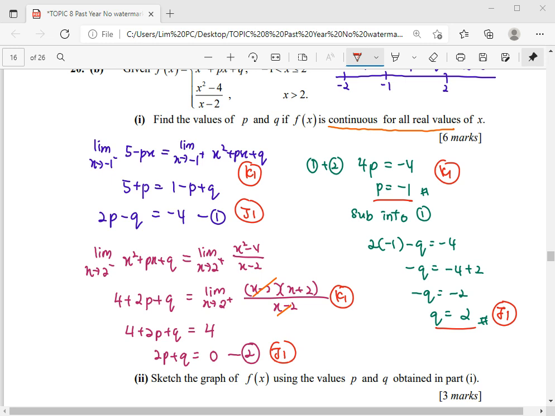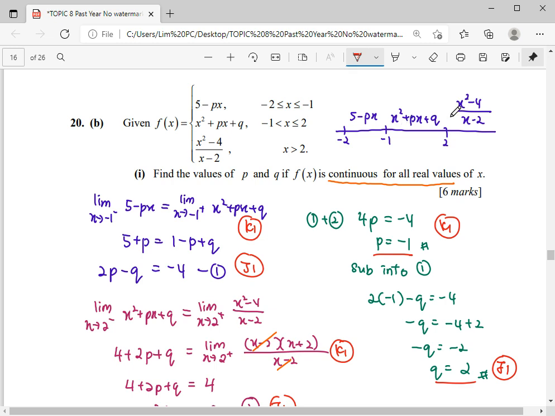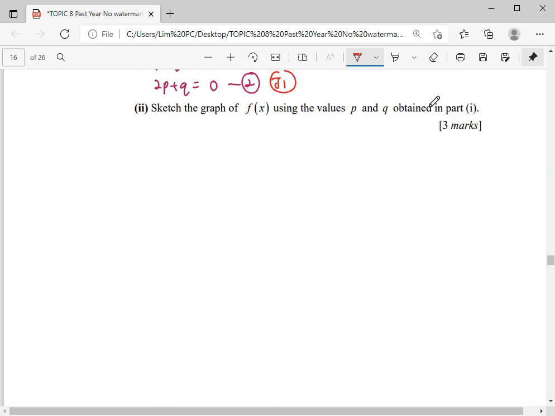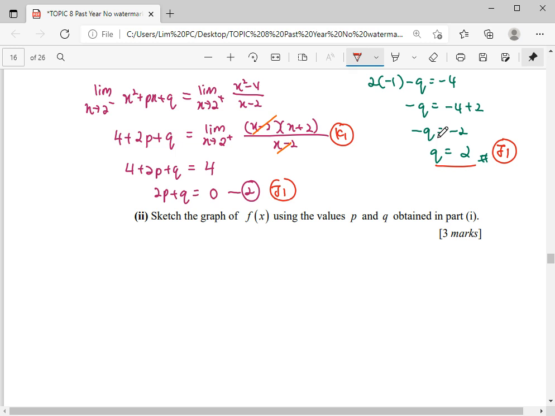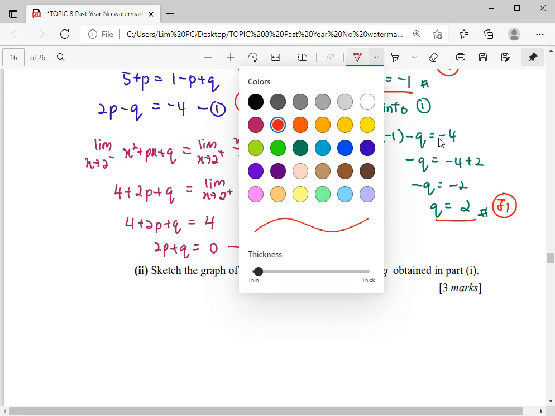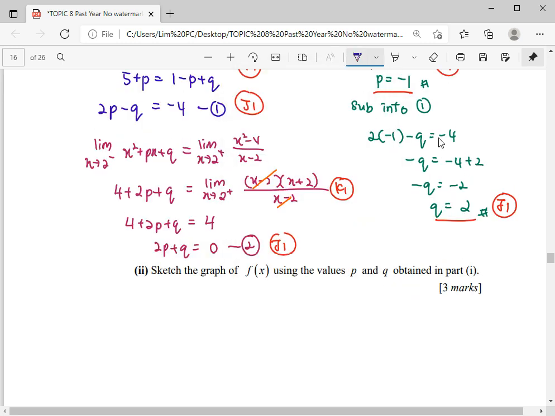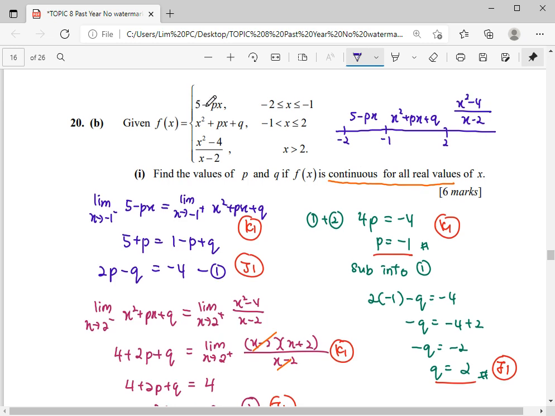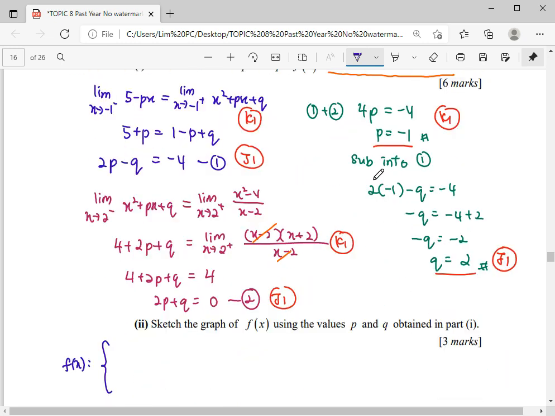We continue for part C. We are going to draw this piecewise function. So actually this is our concept from chapter 5. Using the values p and q obtained in part 1, first of all, we write our function completely. Our function f(x) will be 5 minus px. p is negative 1, so 5 plus x.